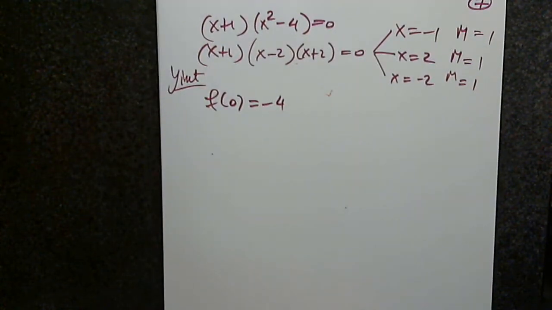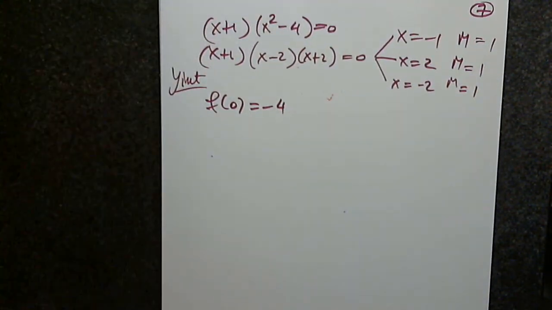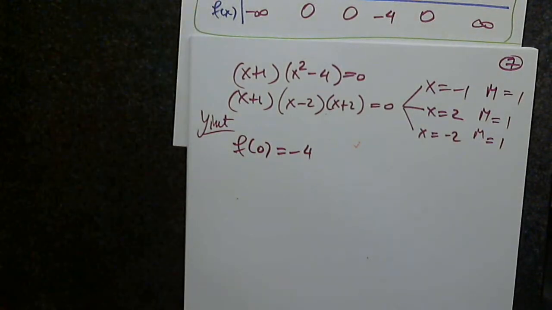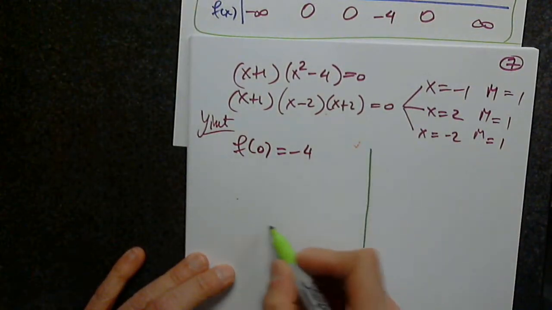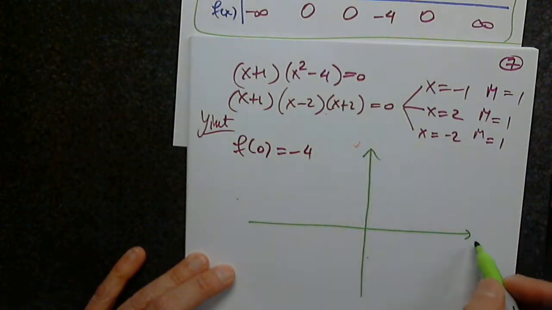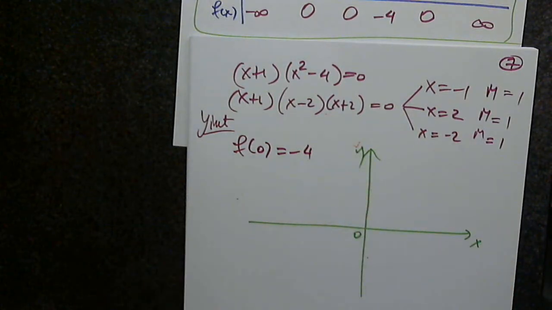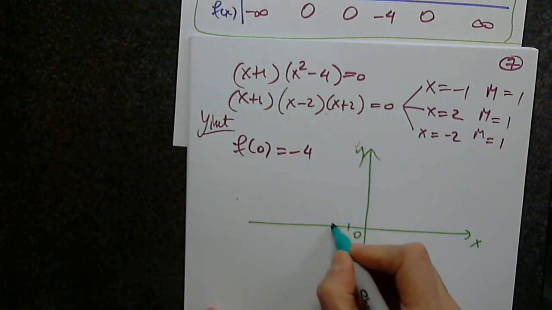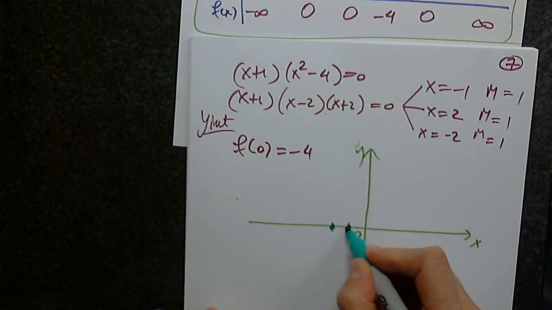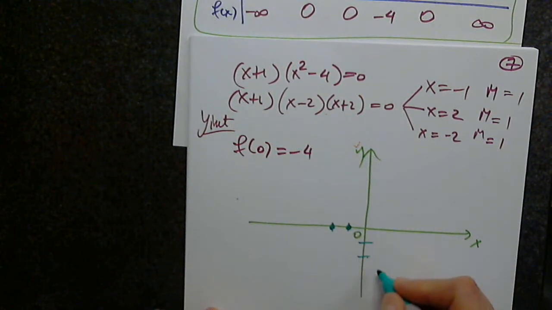I just get mixed up. Very good point. So now I have the table. That's all I need to graph. Ready? Nothing else. We plot the points. The points I have to plot are -2, 0, -1, 0, 0, -4, and 2, 0.